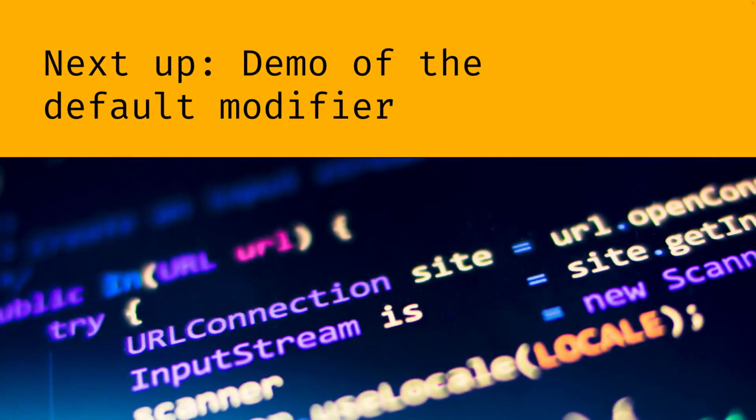Let's have a look at a practical demo of the default modifier in IntelliJ in the next video.